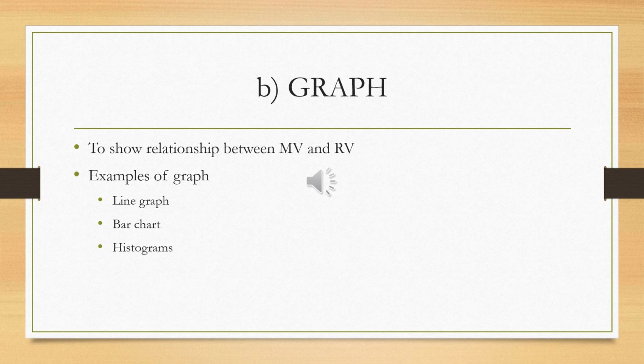Next is graph. This is the second type. Graph is to show the relationship between manipulated and responding variable. There are three types of graph. We have line graph, which is the most common one in biology, we have bar chart and also histogram.